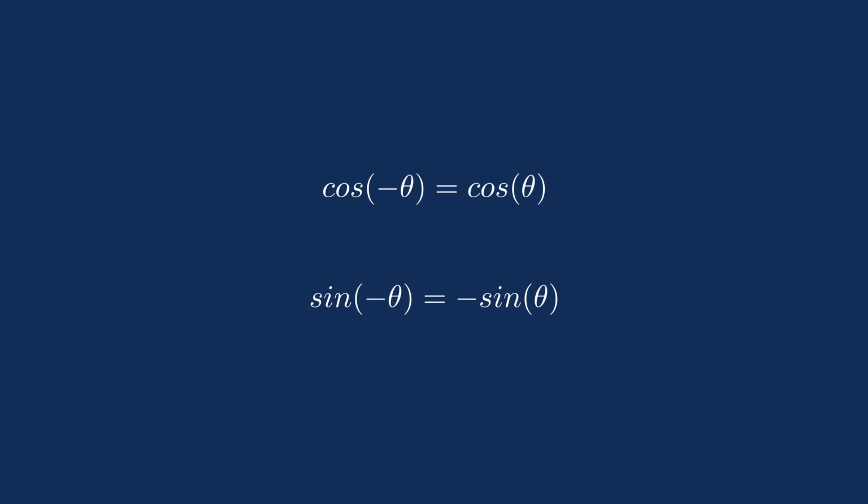Now, what if cosine was a function of x? Well, we can further say that this function would be even, or symmetrical about the y-axis. If sine was a function, the function would be odd, or symmetrical about the origin.